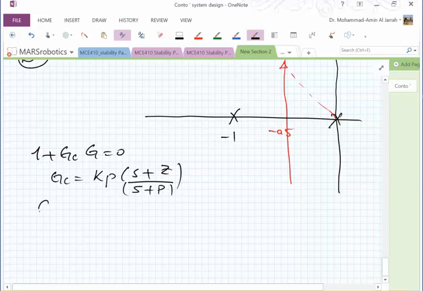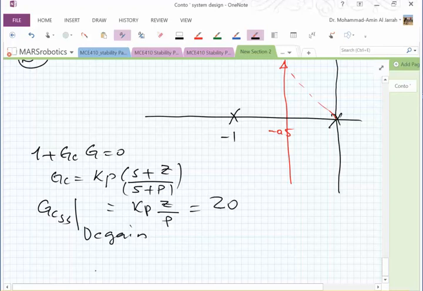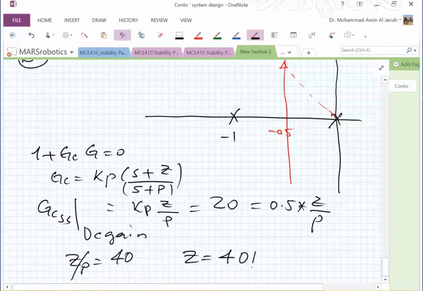For the controller at steady state, the DC gain of the controller is KP times Z over P, and this should equal 20. KP is from the uncompensated system, which was 0.5, times Z over P. Therefore, Z over P should be 40, i.e. Z should be 40P.